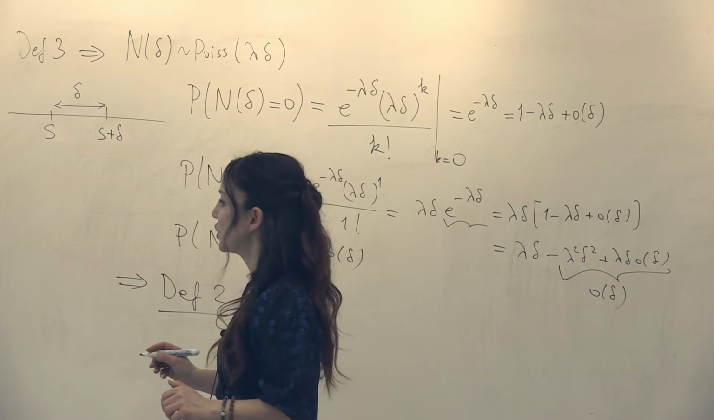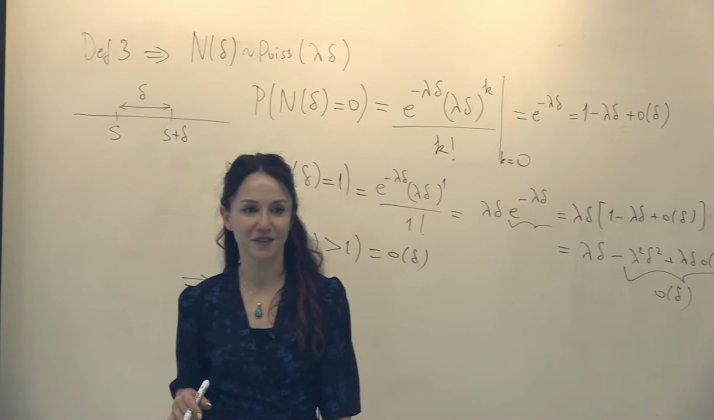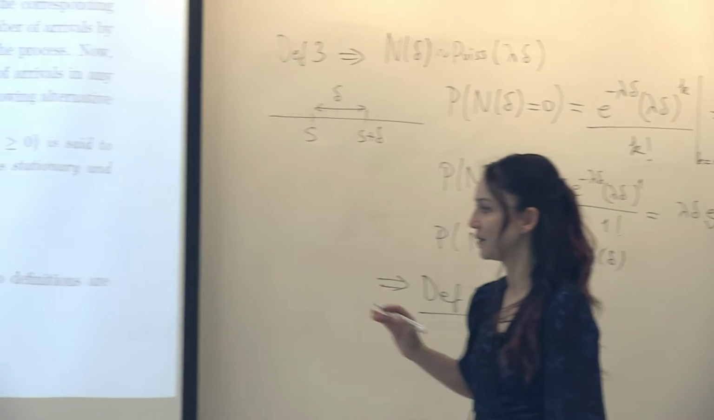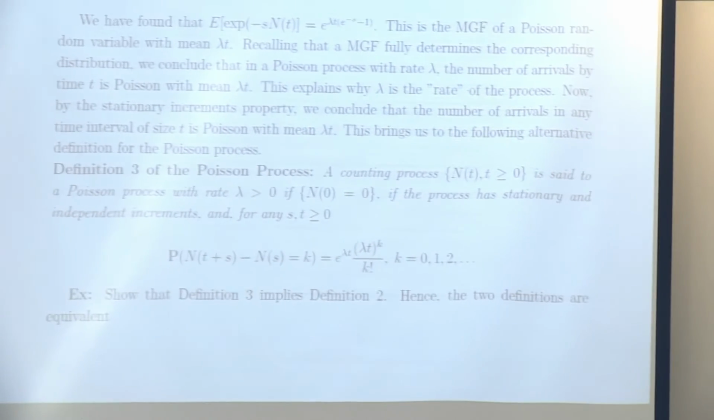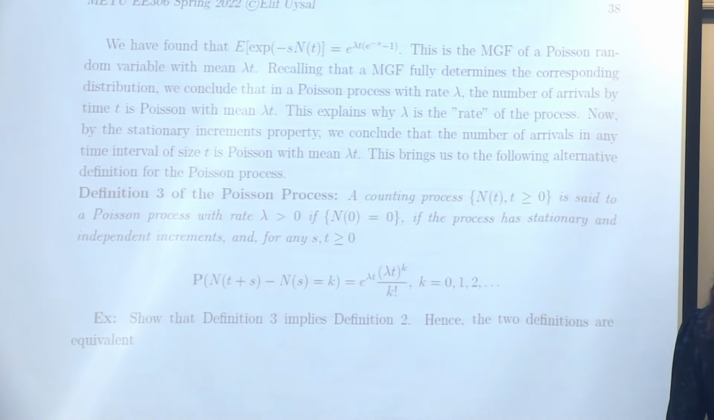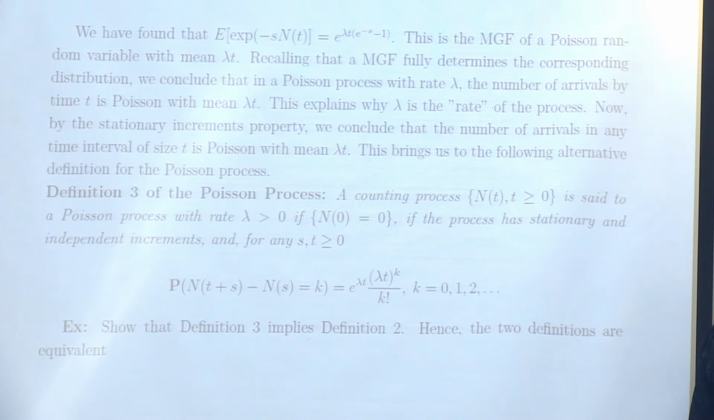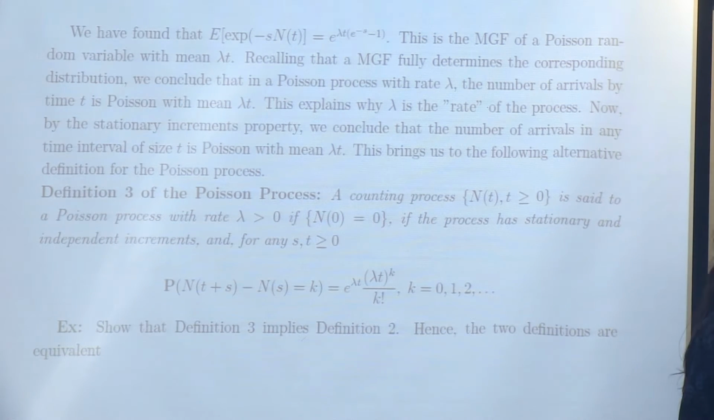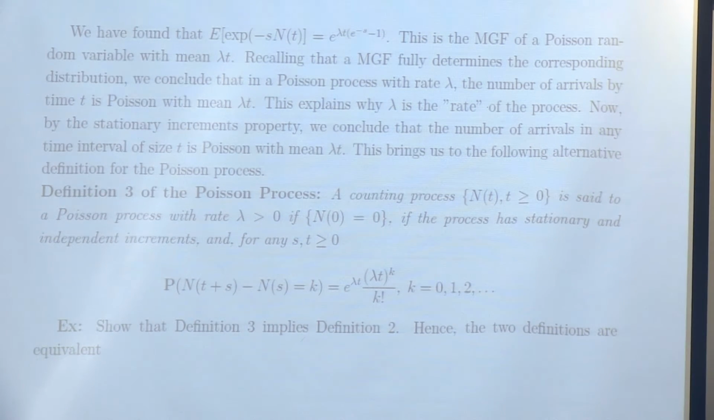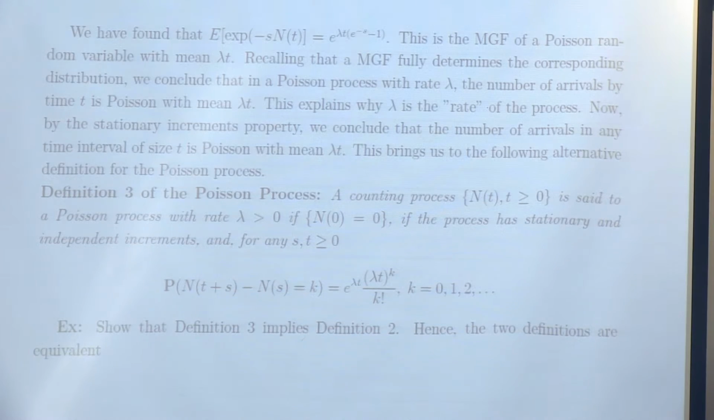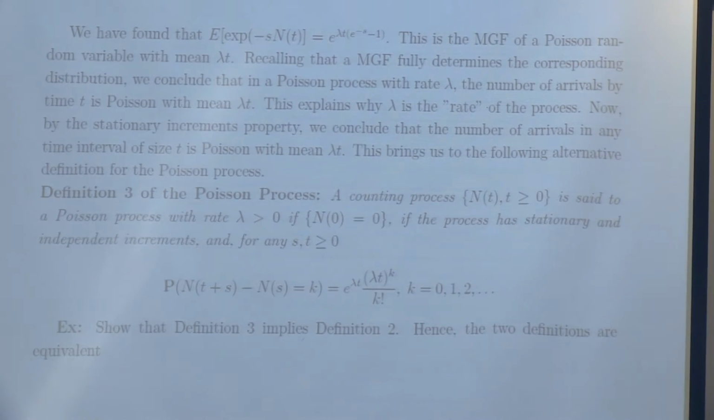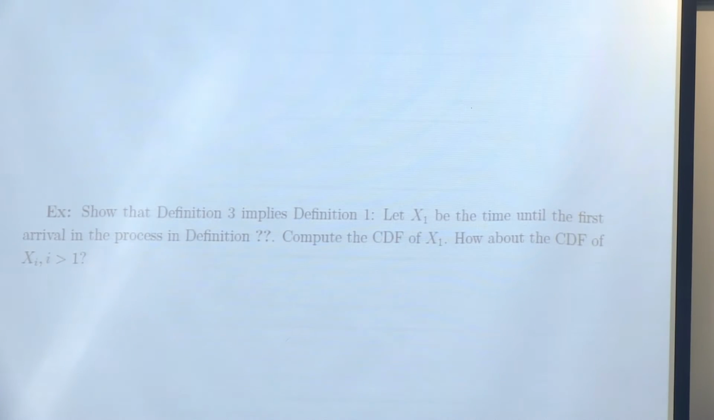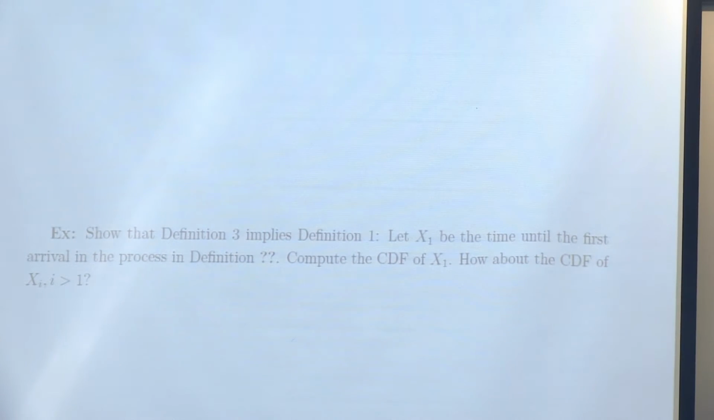Now, definition 2 already implied definition 3, right? Because that's how we obtained definition 3. So then they both imply each other and they are equivalent. We already know that definition 1 implies definition 2, although we didn't really formally show it. Let's show that definition 3 implies definition 1.